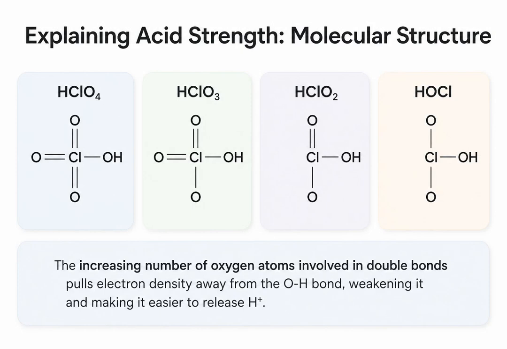We can also view this from the perspective of the molecular structure before it ionizes. Look at the structures of these acids. In perchloric acid, the central chlorine atom is double bonded to 3 oxygen atoms. These highly electronegative oxygen atoms pull electron density towards themselves, away from the chlorine, which in turn pulls electron density away from the oxygen-hydrogen bond. This inductive effect weakens the OH bond significantly, making it much easier for the hydrogen ion to break free, compared to hypochlorous acid, which has no double-bonded oxygens.